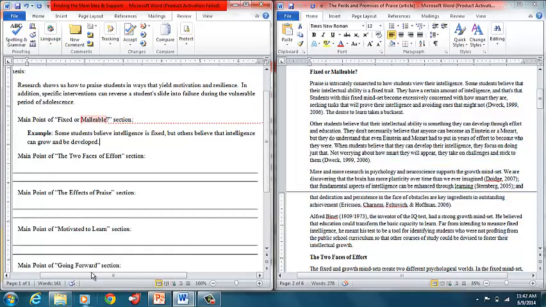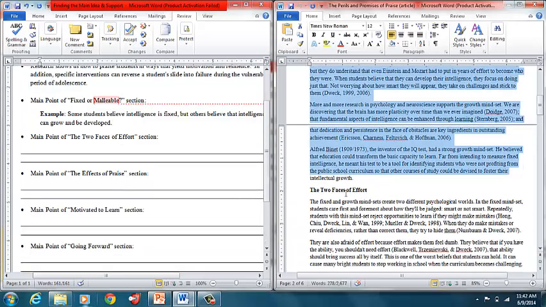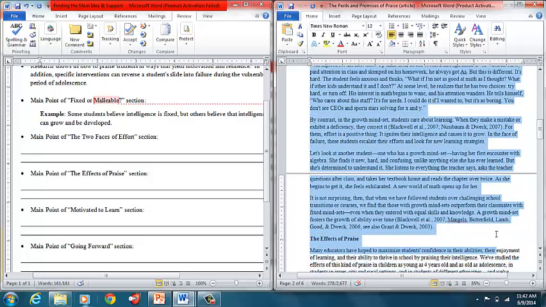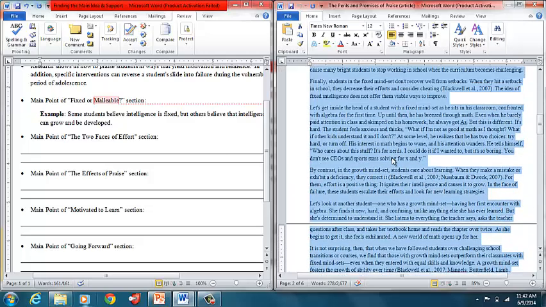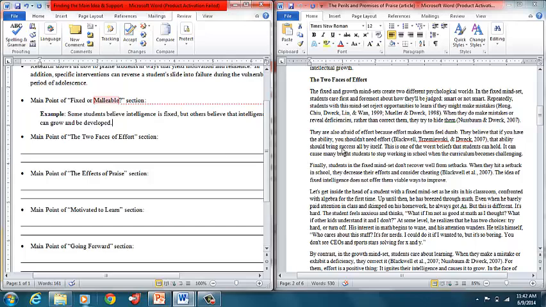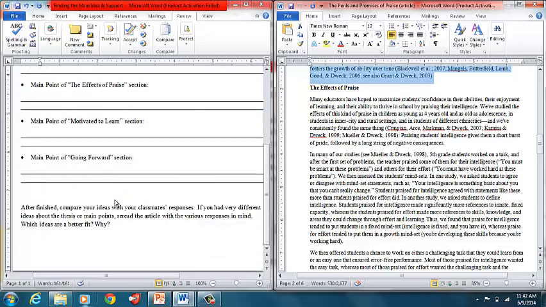So you need to go through and give the main point of the 2 phases of effort. That section goes from here and it goes to here. So read from here to here and review your notes. What is the author trying to state in this particular section? And put that here. Then the effects of praise, same thing. You'll go through each of the sections.